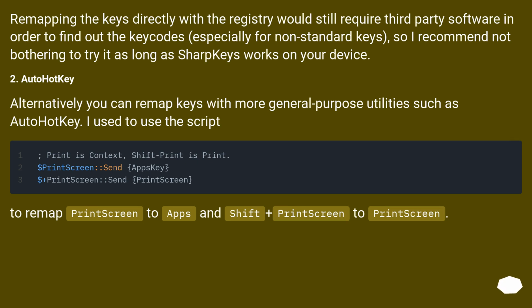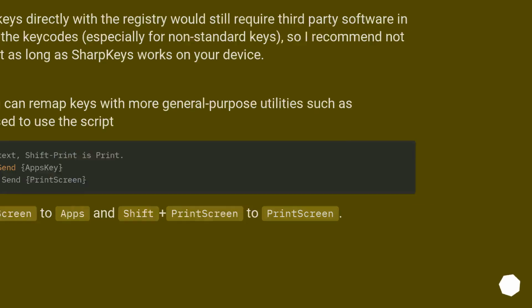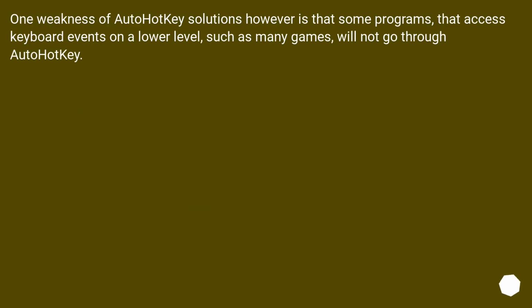2. AutoHotkey. Alternatively you can remap keys with more general-purpose utilities such as AutoHotkey. I used to use the script to remap print screen to apps and Shift plus print screen to print screen. One weakness of AutoHotkey solutions however is that some programs that access keyboard events on a lower level, such as many games, will not go through AutoHotkey.